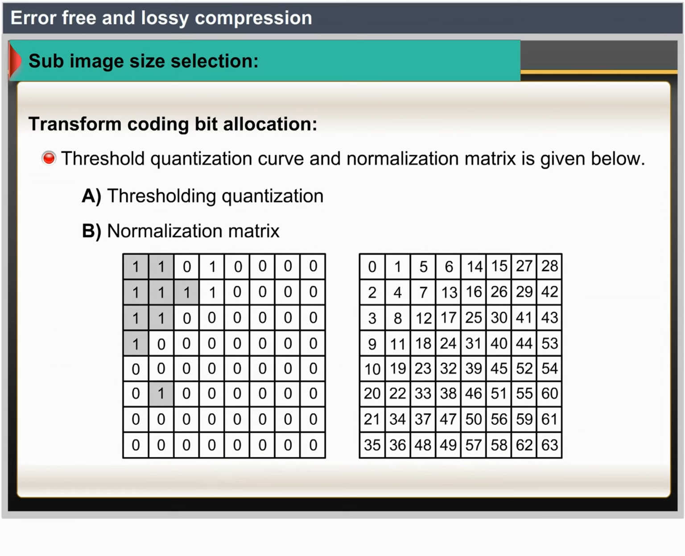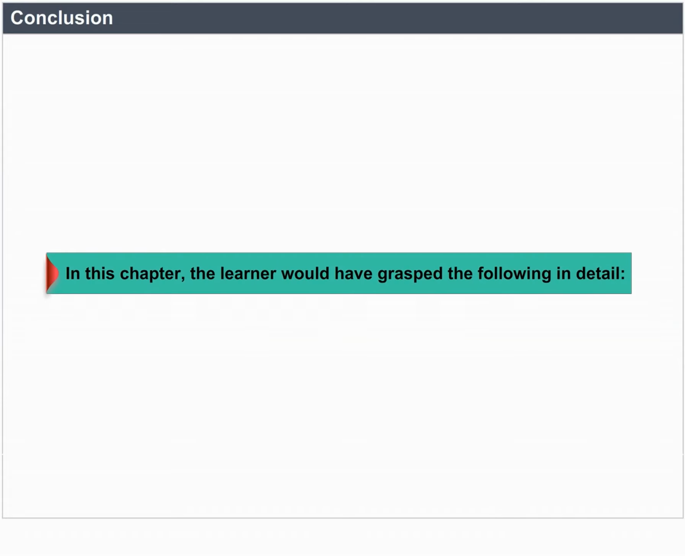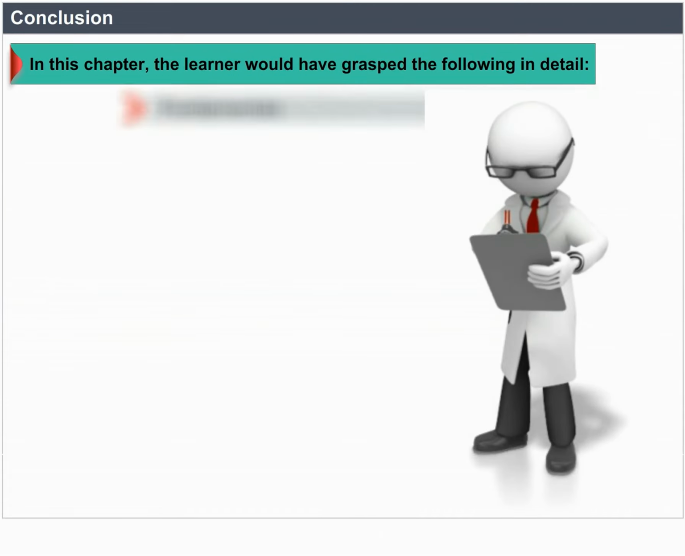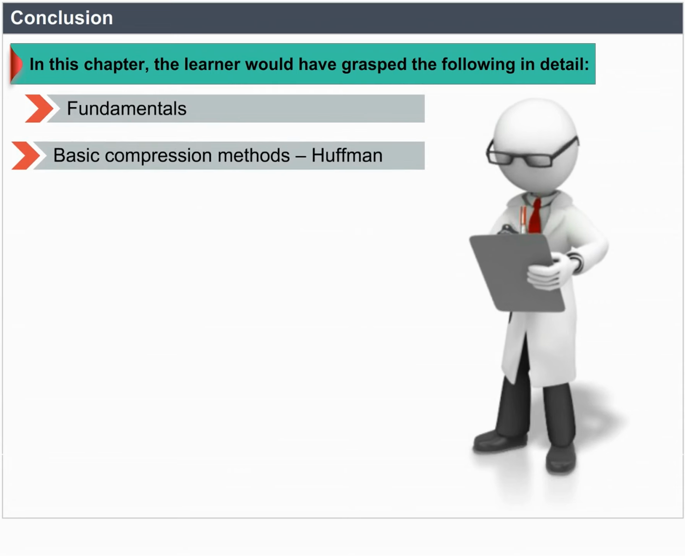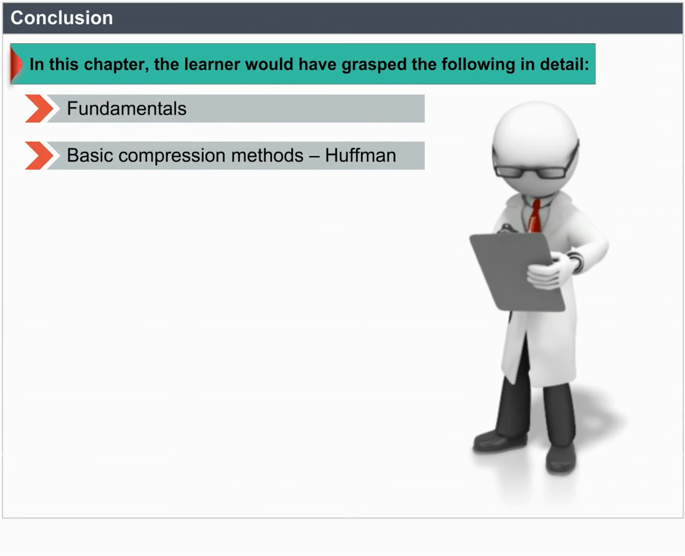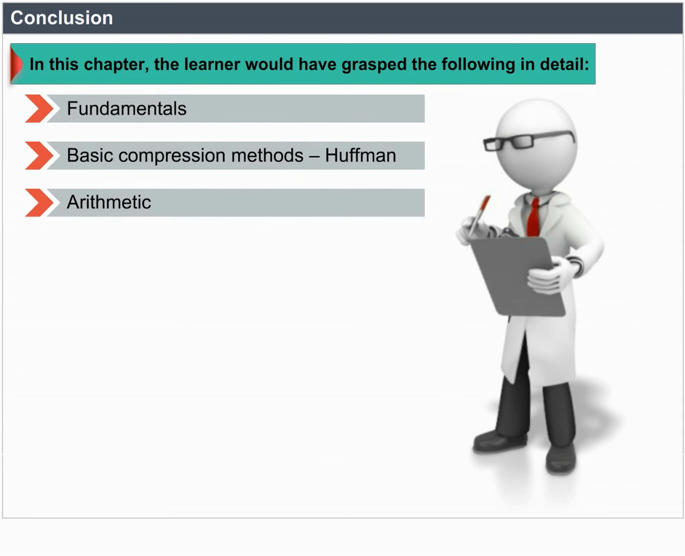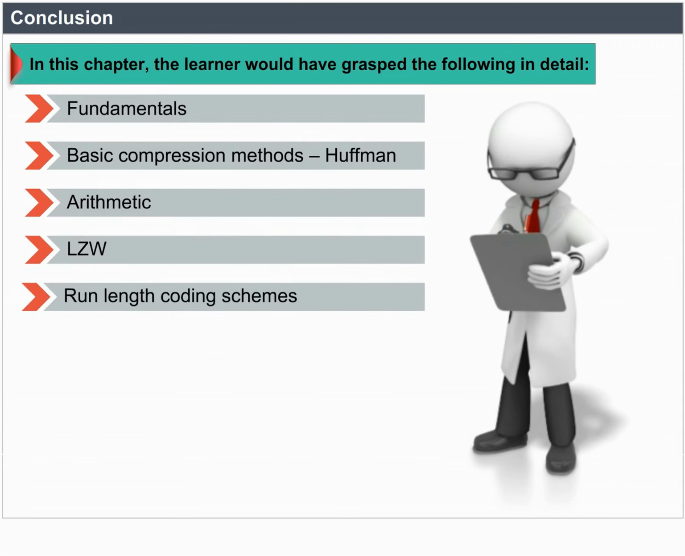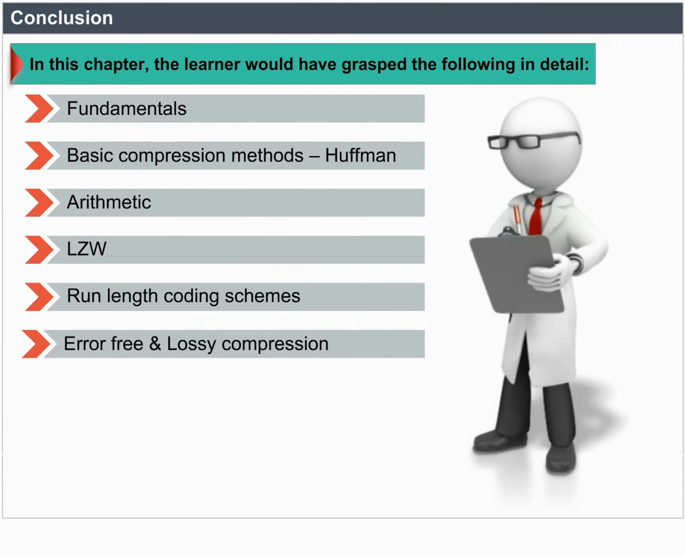Conclusion. In this chapter, we have covered the following in detail: fundamentals, basic compression methods, Huffman, arithmetic, LZW, run length coding schemes, error-free and lossy compression, standards, JPEG, JBIG.